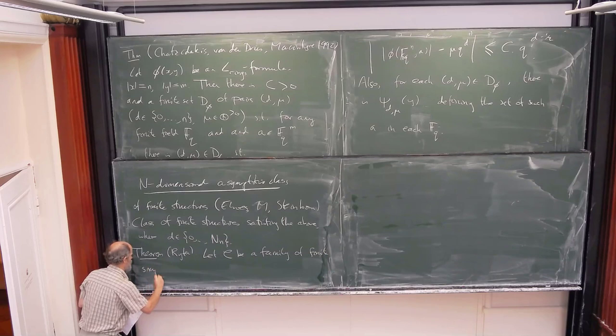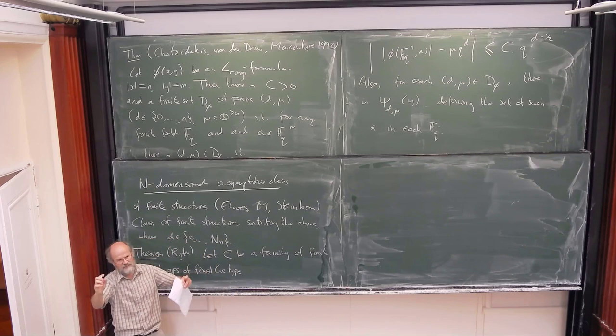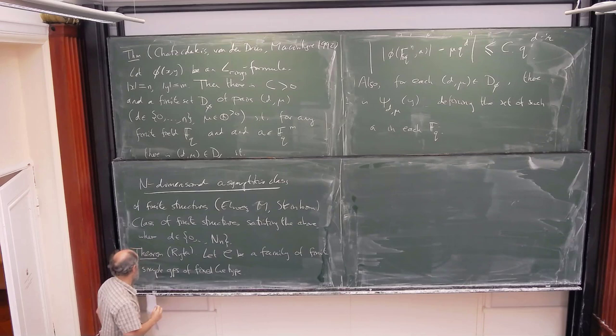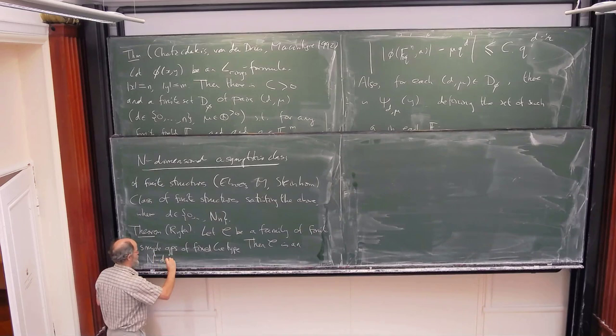Of fixed lead time. So for example, PSL2s or PSL3s, we regard the rank there as part of the type. Then C is an n-dimensional asymptotic class.